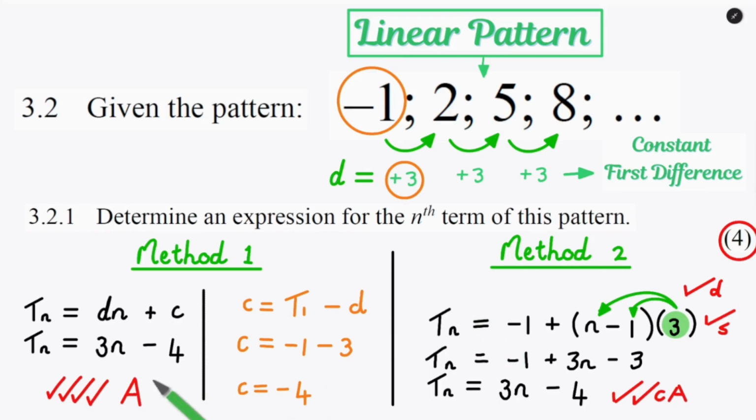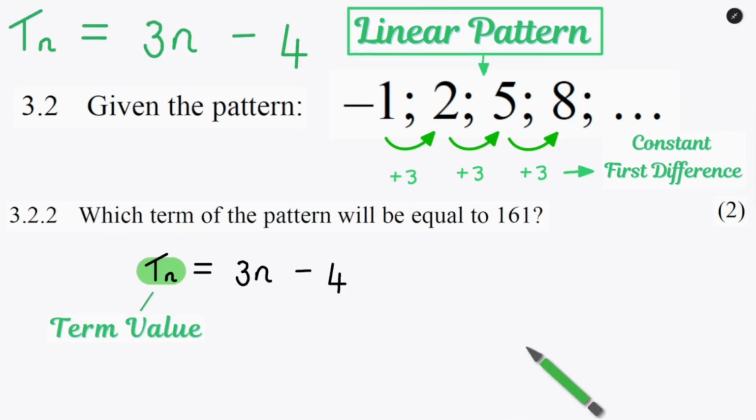If you had the answer only, you would get 4 marks. And then for this method, the value of d as 3 will get you a mark. Substitution into this formula will get you a mark. The value of c to be minus 4 gets you a mark, as well as the answer gets you the 4th mark. And now we need to find out which term of the pattern will be equal to 161.